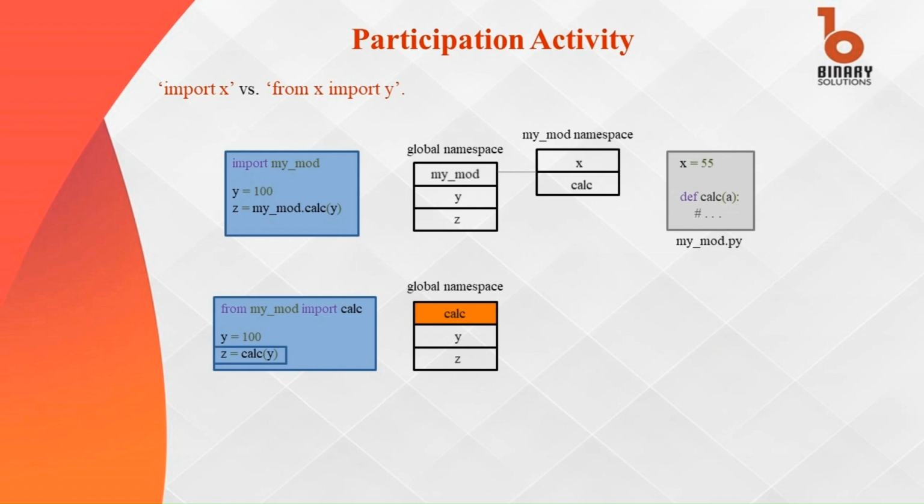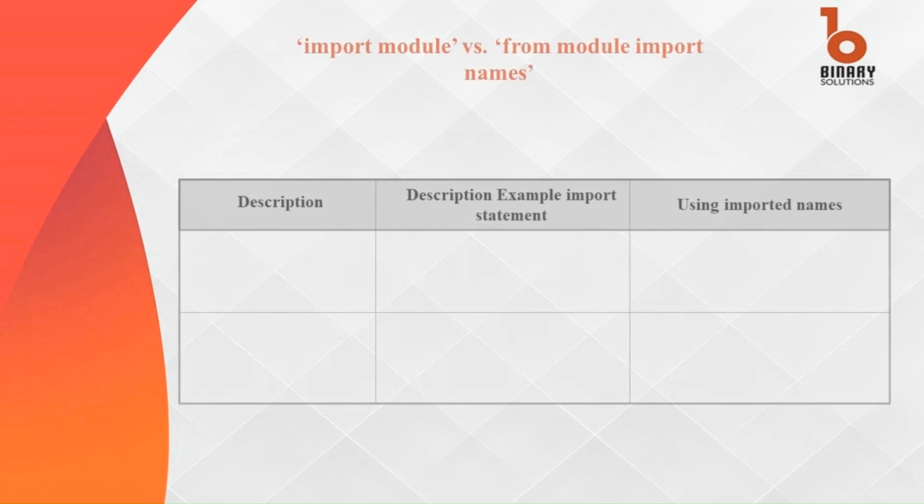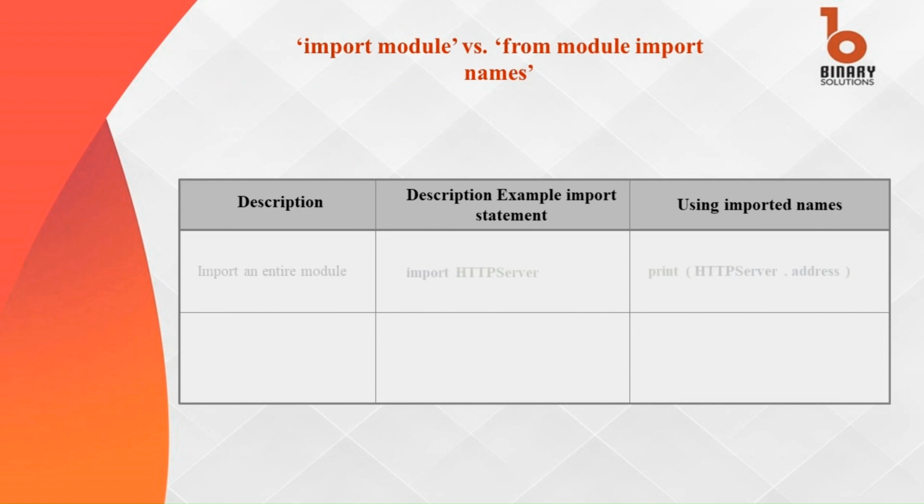In Python, there are two main ways to import content from a module: importing the entire module or importing specific names. When you import an entire module using a statement like import http.server, the entire module is loaded into the global namespace, and its elements can be accessed using dot notation, such as http.server.address. This approach is useful when you need access to multiple elements within the module.